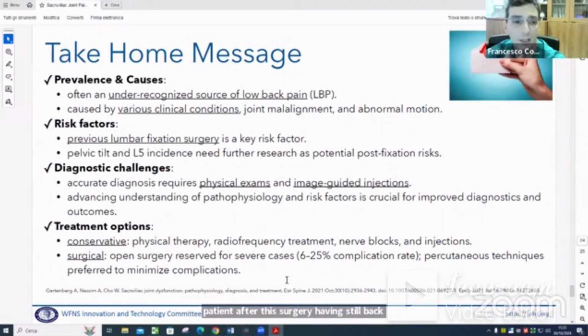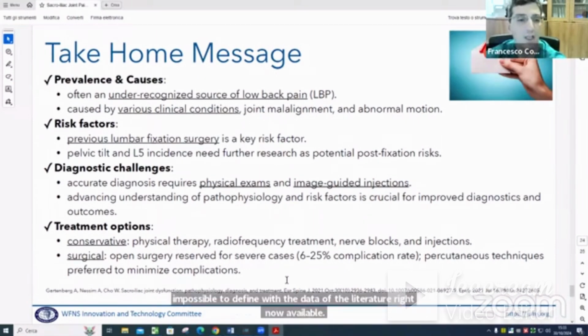The pelvic tilt and L5 incidence need further research to define whether it is a potential post-fixation risk. So right now we know that fixation is a risk factor, but it is quite impossible to define with the data available in the literature right now what the relevance of this technique is.